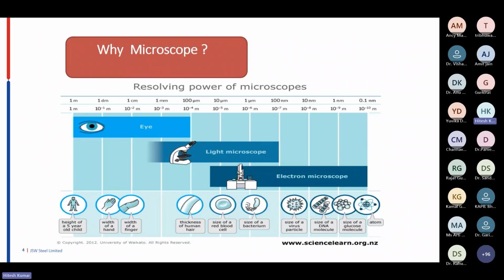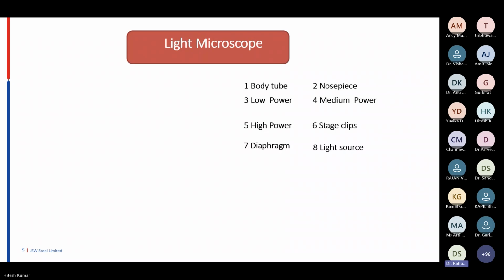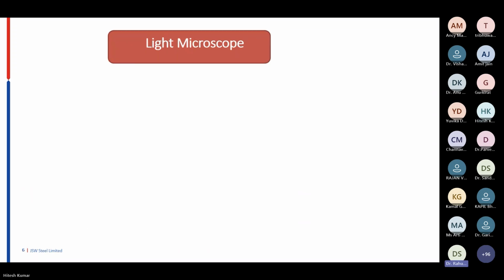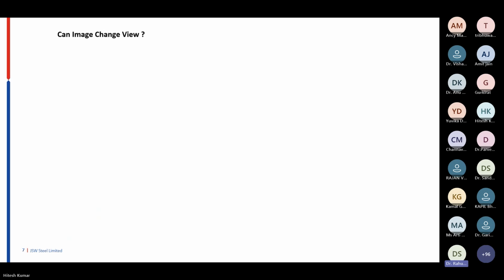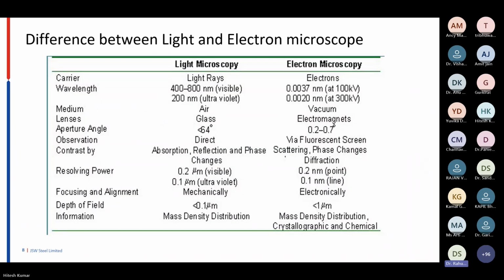Okay, somebody muted me. Okay, so should I start from the beginning? No, sir. When you were talking about the wavelength of light and electron microscopy, 200 nanometer and 0.037, at that time it was also not audible.